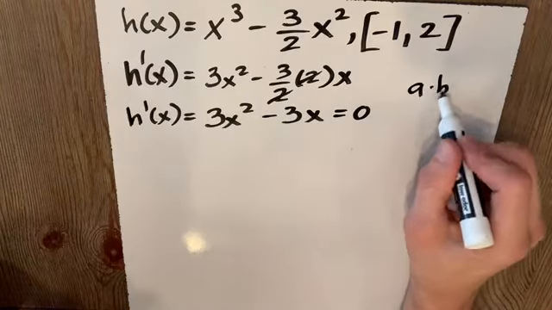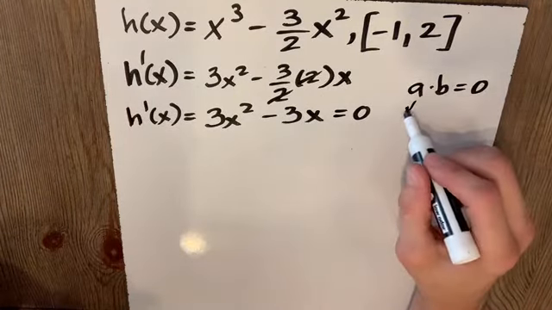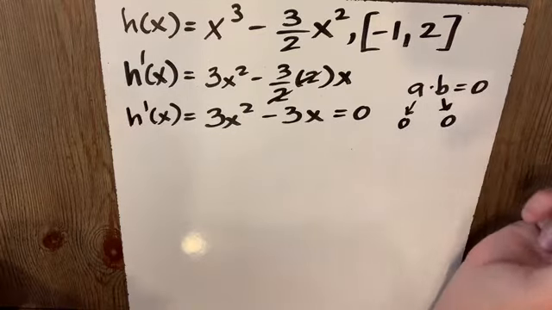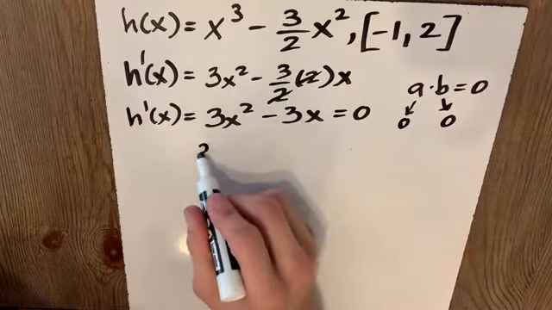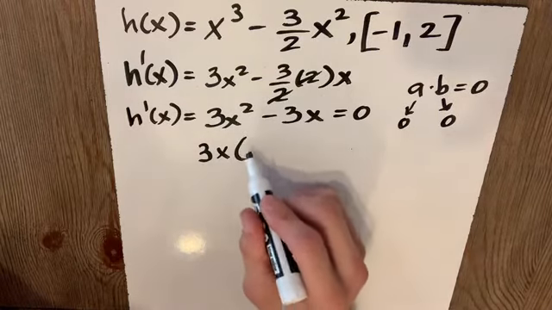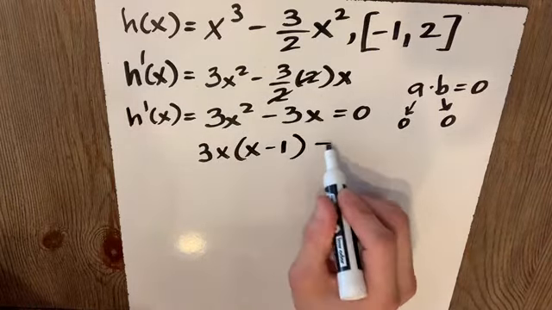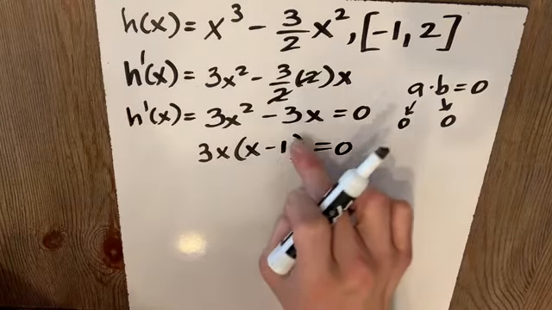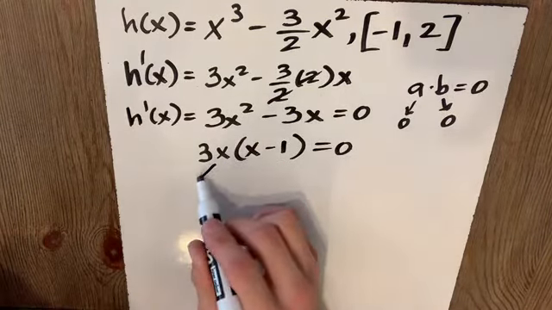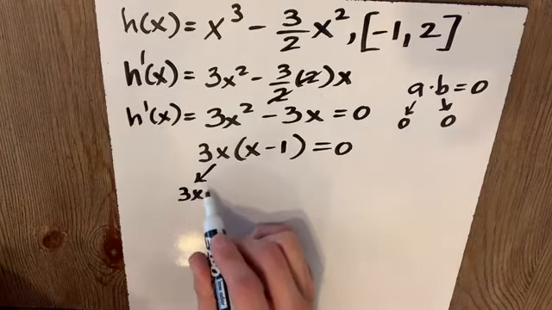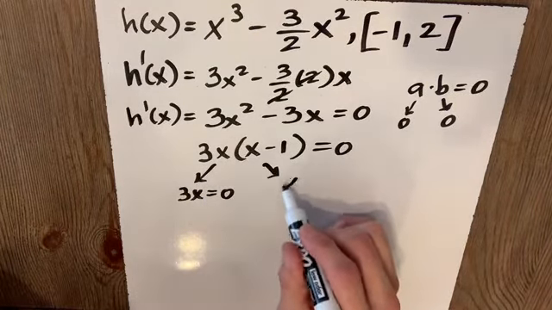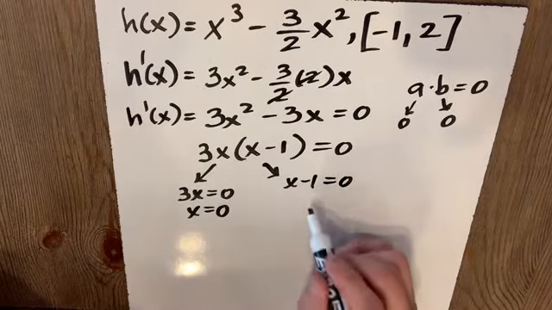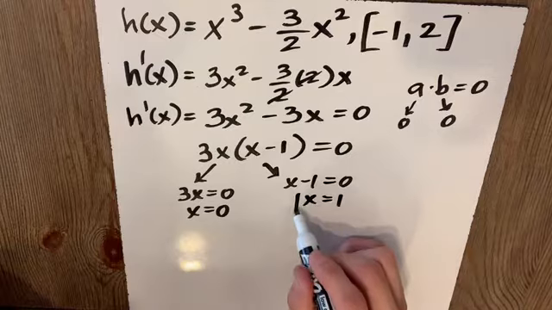I want to use what's called the zero product property, which says if a times b is equal to 0, I know that a is 0 or b is 0 or both. So I'm going to factor out a 3x, and I'm left with x minus 1 equals 0. Let's see. 3x times x is 3x squared. 3x times negative 1 is negative 3x. I factored it correctly, which means 3x is equal to 0, and x minus 1 equals 0. So divide both sides by 3, x equals 0, add 1 to both sides, x equals 1.